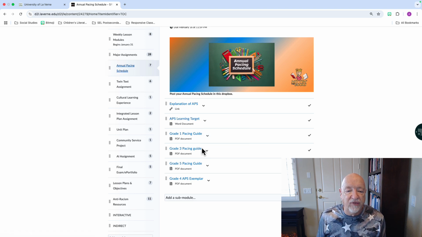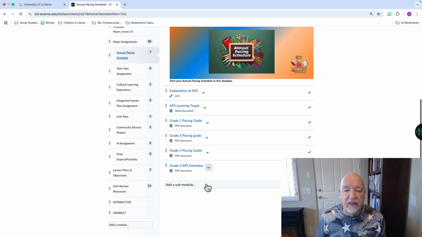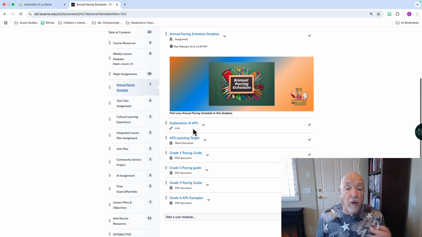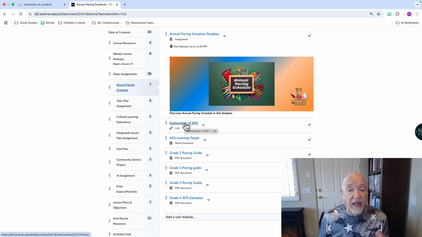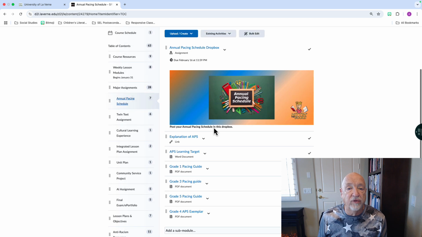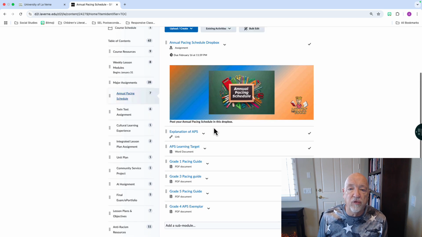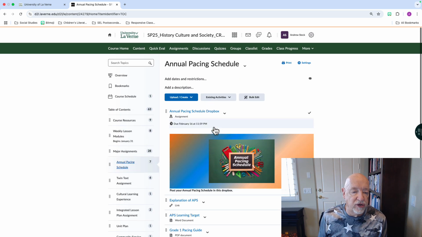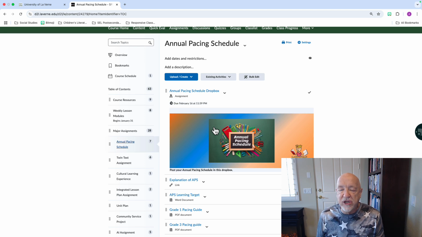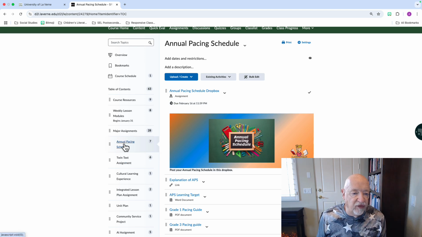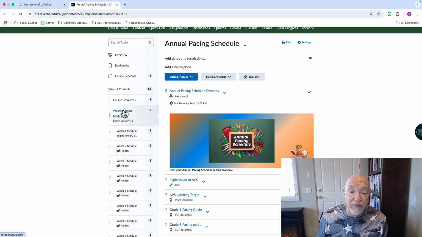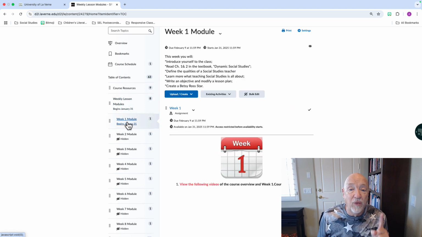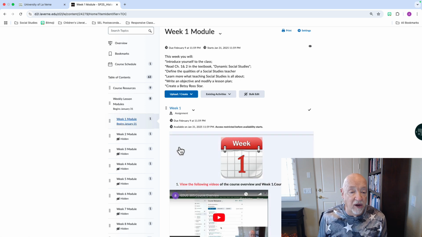And then there are some pacing guides, and you'll understand the pacing guides as soon as you listen for the explanation, or you read the description for this. And it is a Dropbox, and you can put it in the Dropbox for each major assignment. Your annual pacing schedule will go in this Dropbox. Your twin text will go in this Dropbox. And your weekly lesson module, I'm going to go back to that just for a minute. This one also has a Dropbox at the very end that you will use.